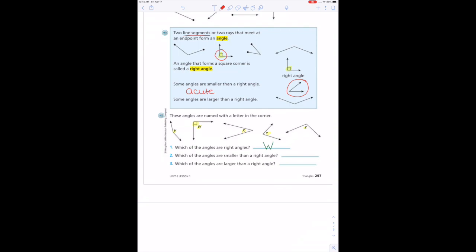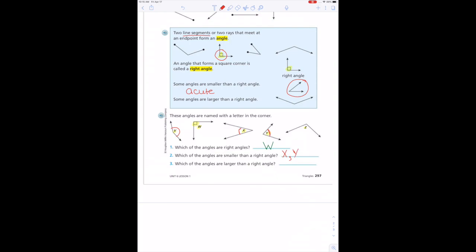Go ahead and pause the video and see if you can find the right ones. I'll give you just a minute here. All right, did you find the right ones? So let's take a look at V. Does V look smaller? So we're going to go from here to here. That kind of looks big to me, doesn't it? So it's not V. What about X? From here to here. Oh, X looks like it's smaller. So X is acute. Let's look at Y. What about Y? Y looks smaller to me than a right angle or a 90-degree angle.